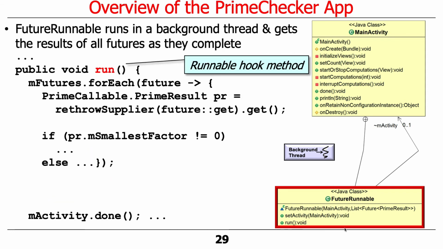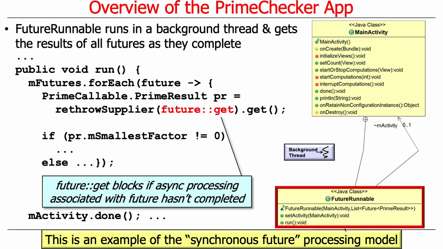And here is the run hook method. This is the thing that will get the results. So this runs in the background thread and will get the results of the futures as they complete. Run is the hook method that runs in the background thread. As you can see, what it's going to do is iterate through all the futures one at a time. So for each future in the list of futures, we're going to go ahead and do the following. And this is a little bit funky looking at first, but it's really, really cool.